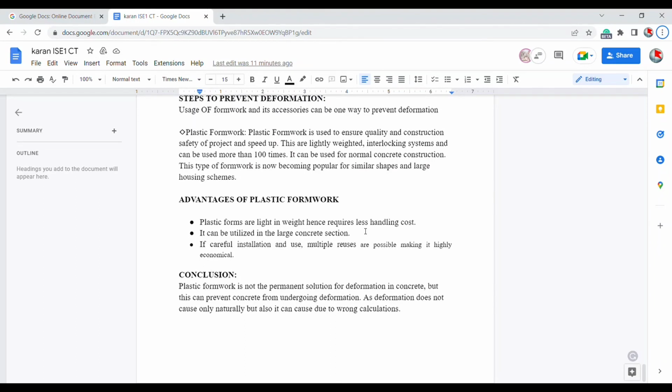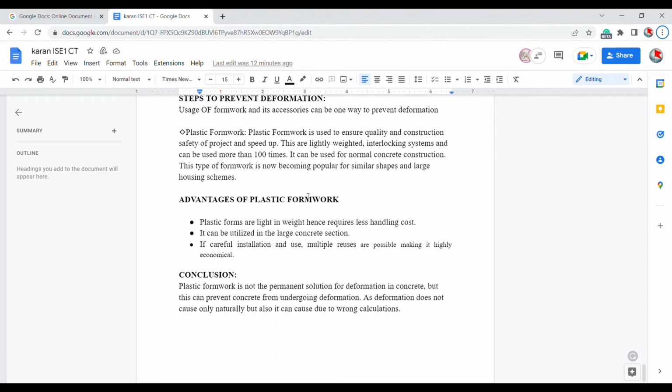So what is the conclusion of this video? The main conclusion is that plastic formwork is not the permanent solution for deformation in concrete, but it can be one of the solutions for preventing concrete from undergoing deformation, as deformation is not caused only naturally, but also by man-made calamities like not having proper calculations, or using wrong or weak cement. This can be the main reason for deformations in concrete.